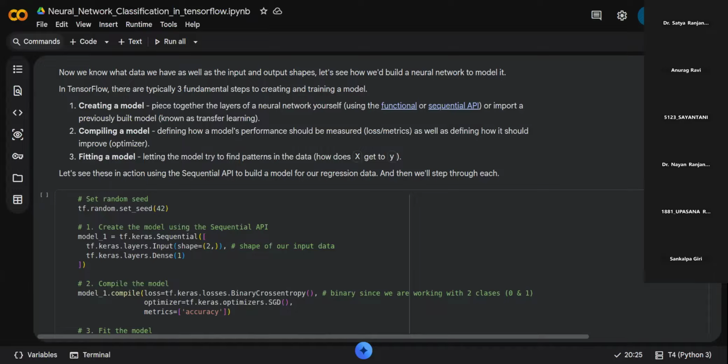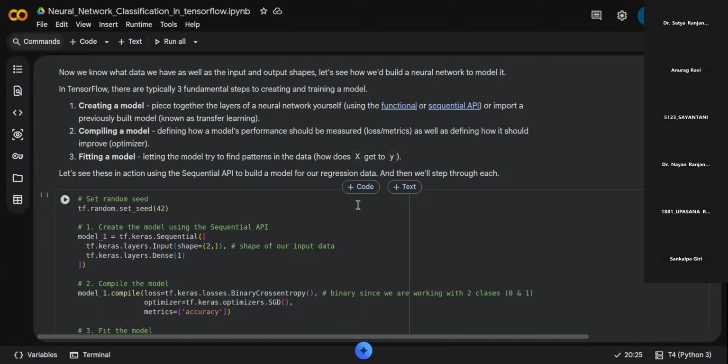Remember, everywhere in TensorFlow, when you want to create a model, first you create it using either the sequential API or the functional API. Once the model is created, then compile that model, the second step. When you compile, you have to pass the optimizer, the loss function, and which metric is to be used for performance measurement. The third step is to train the model, meaning fit. So fit the model on your training data set. These are the three steps.